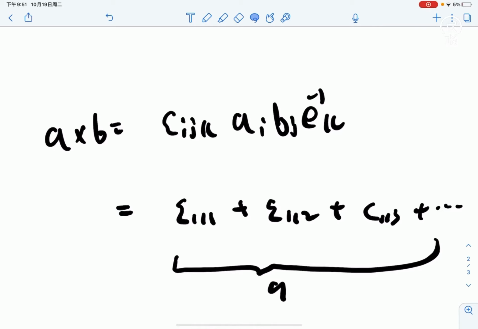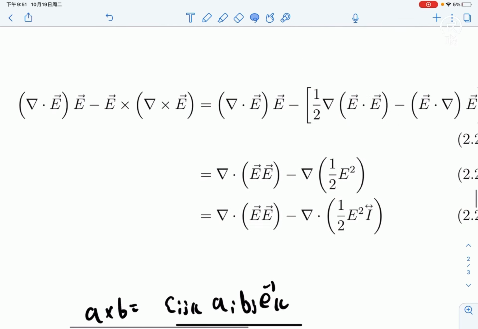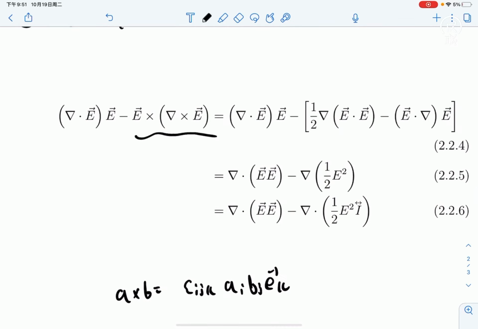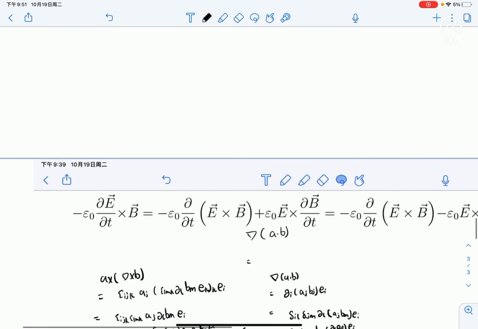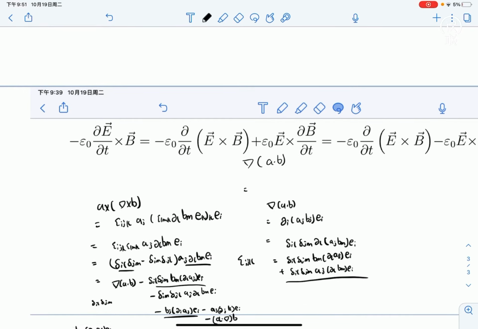Okay, now we're moving on to the second subject, which is to prove that these two are equal to each other. This is really difficult to prove, and I did it beforehand, so I'll just show it to you guys.